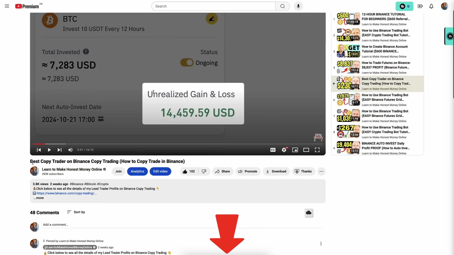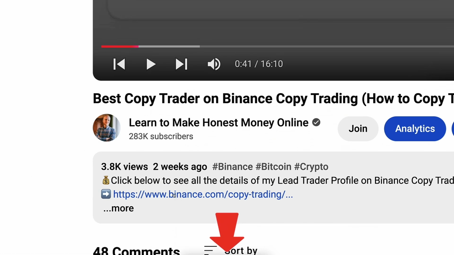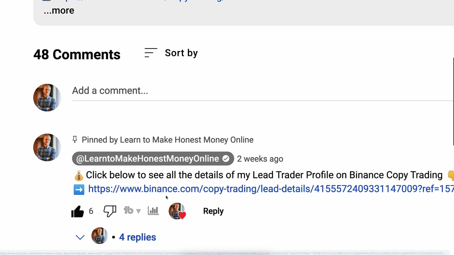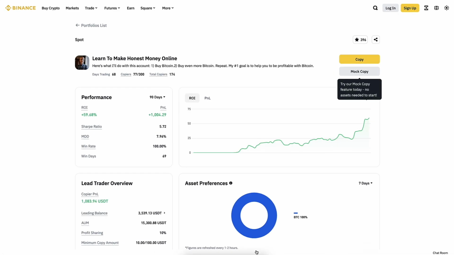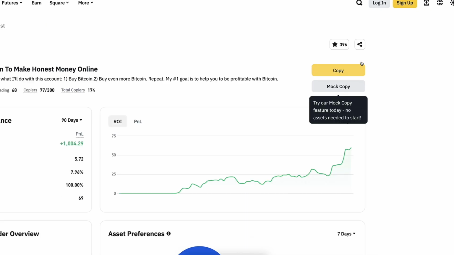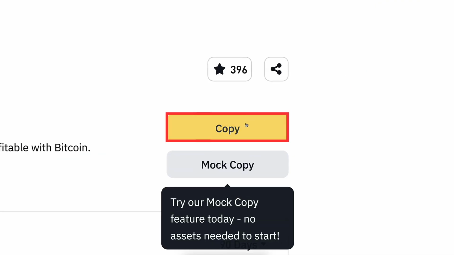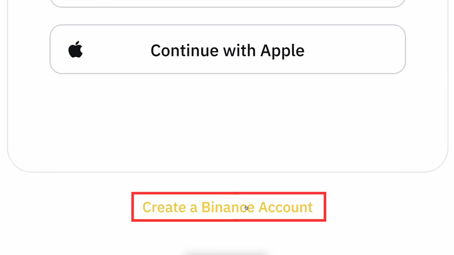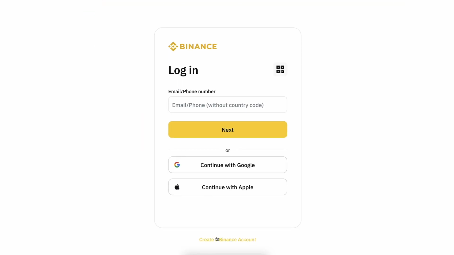Here is the process for following my trades. I will leave you a direct link right here in the description below the video where you can click and copy my trades, or you can also click this pinned comment and there is the same link to my profile. You will land on this page where you can click this yellow button right here, copy. Then you need to log into your Binance account or create your Binance account if you don't have one already.